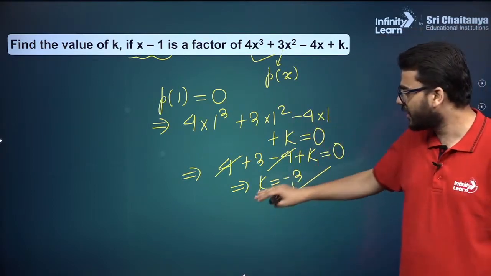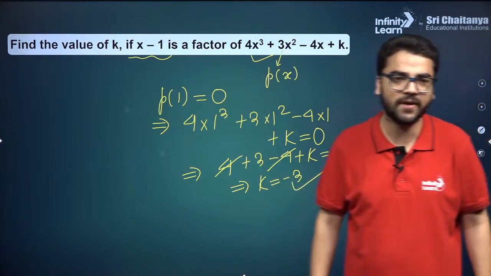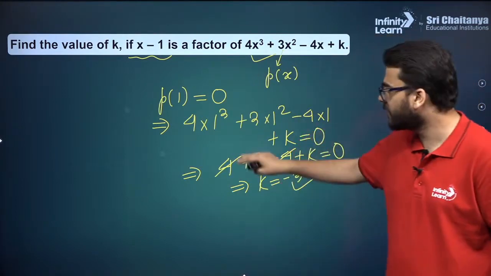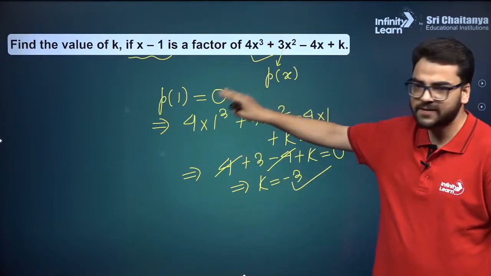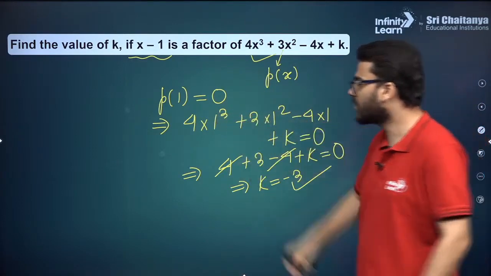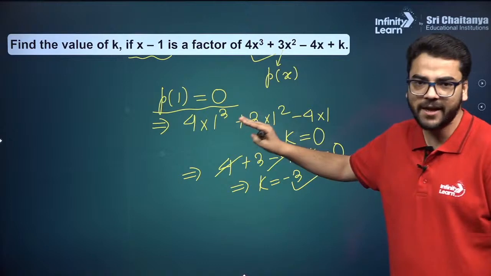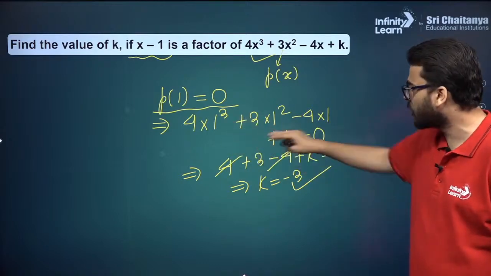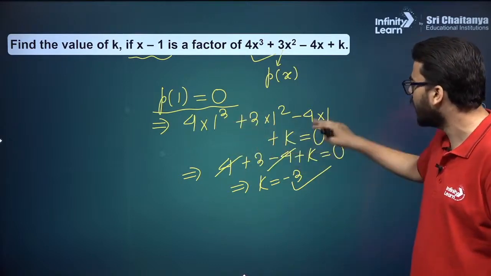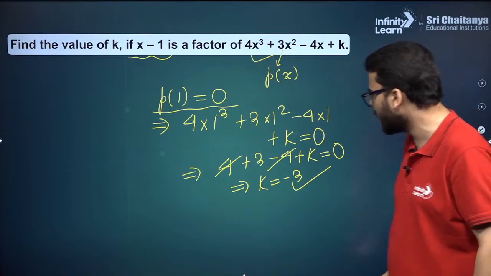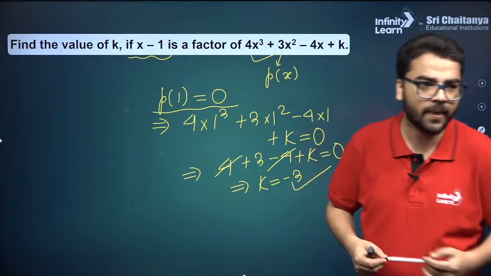So is the question clear to every student in this session? It's a very simple question on the basis of the factor theorem. Because x minus 1 is a factor of this polynomial, you can say that p of 1 is equal to 0. It means in place of the variable x, you can put 1 in this polynomial and the value will be equal to 0 only. Is it clear to every student in this session?